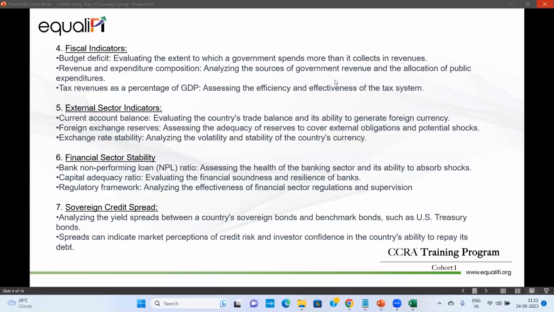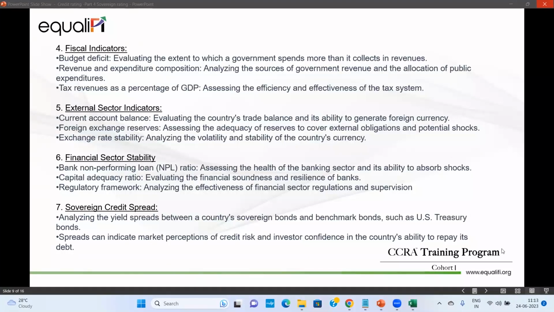Right? A regulatory framework and capital adequacy ratio are important factors which we consider for sovereign rating, especially in the quantitative aspects. Sovereign credit spread is nothing but analyzing the yield spread between a country's sovereign bonds and benchmark bonds, such as US Treasury bonds. What are my country's bonds and what are the US Treasury bonds? We do a comparative analysis, and the spread can indicate perceptions of the credit risk and investor confidence in the country's ability to repay its debt, right?